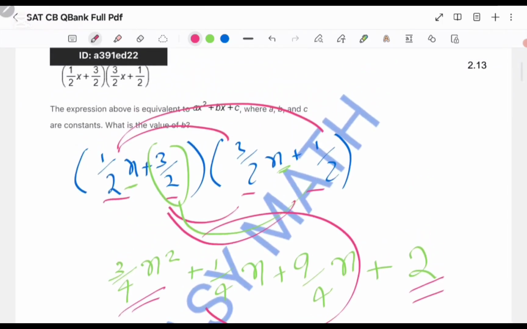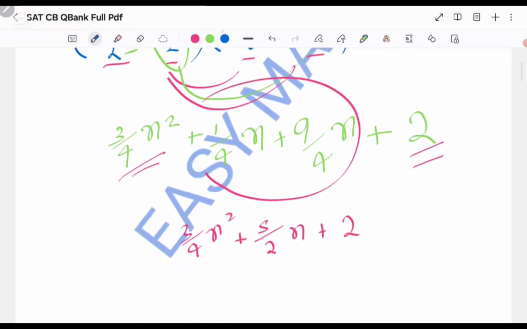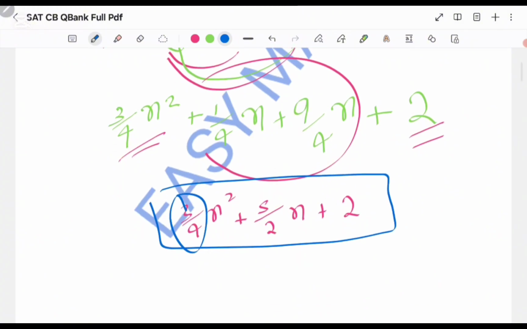Now what does it want? The value of b. Now this is the standard quadratic function, and this is my a, this is my c, and yes, this is my b. So b is always the number which is the coefficient of the x. So my b is equal to 5 over 2.